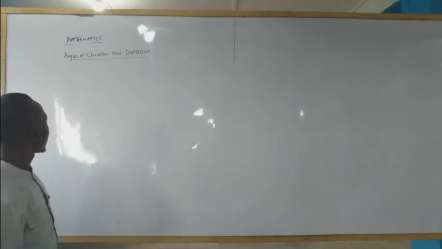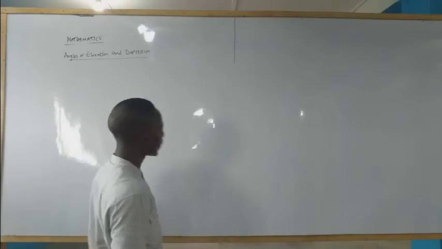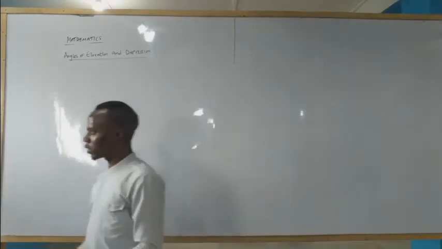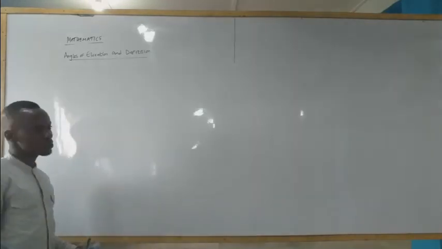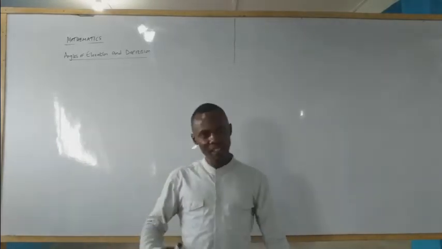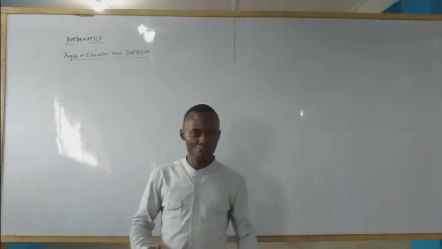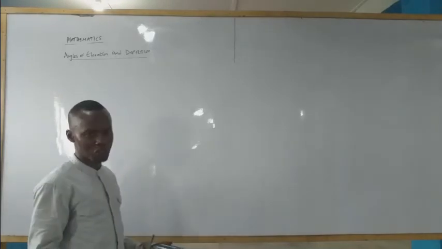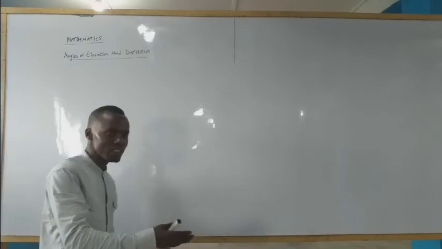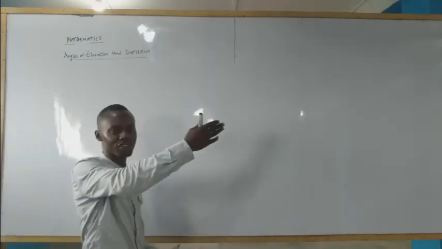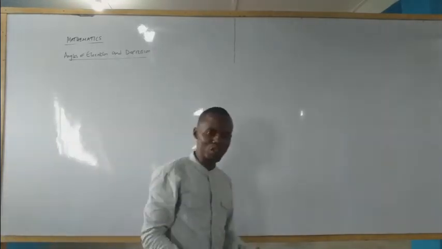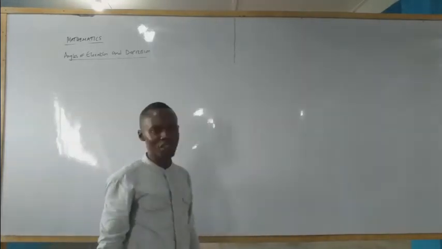So we are going to take angles of elevation and depression briefly. What does it mean to elevate? What does it mean to be depressed? To elevate means to rise, something going up, like an elevator. When you're depressed, people normally look down.